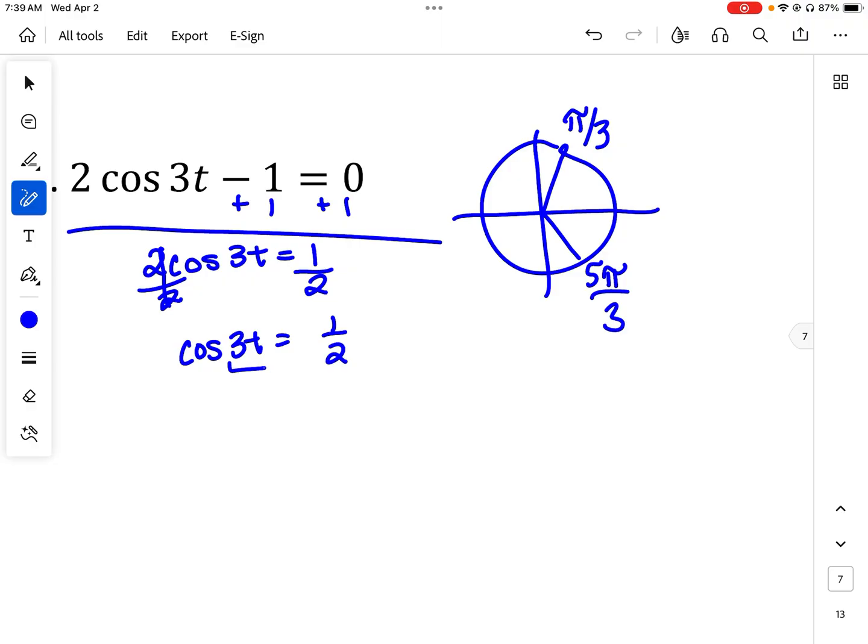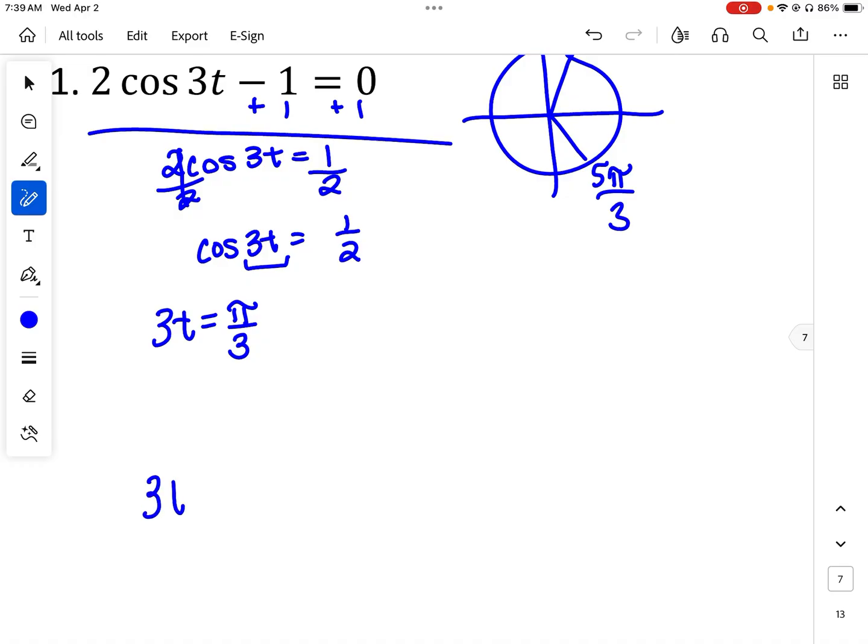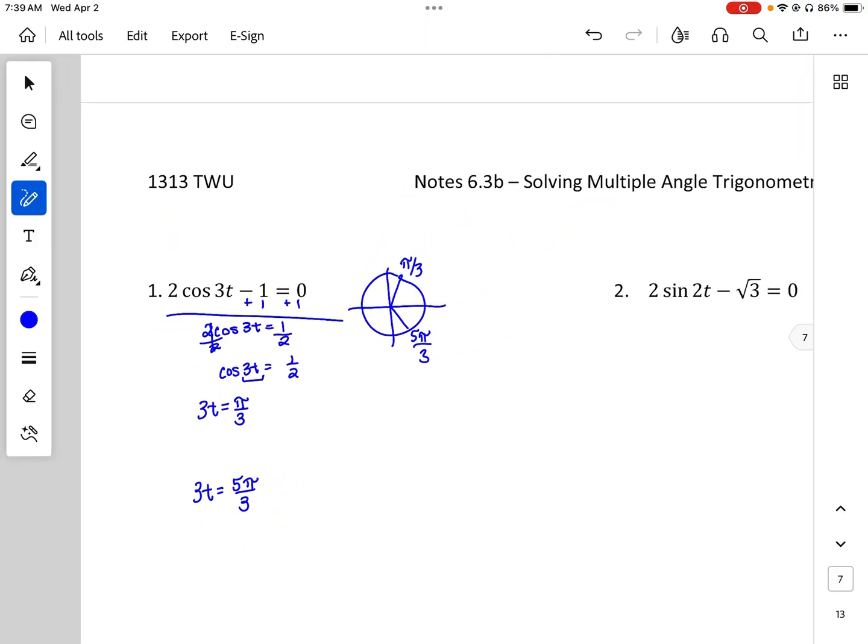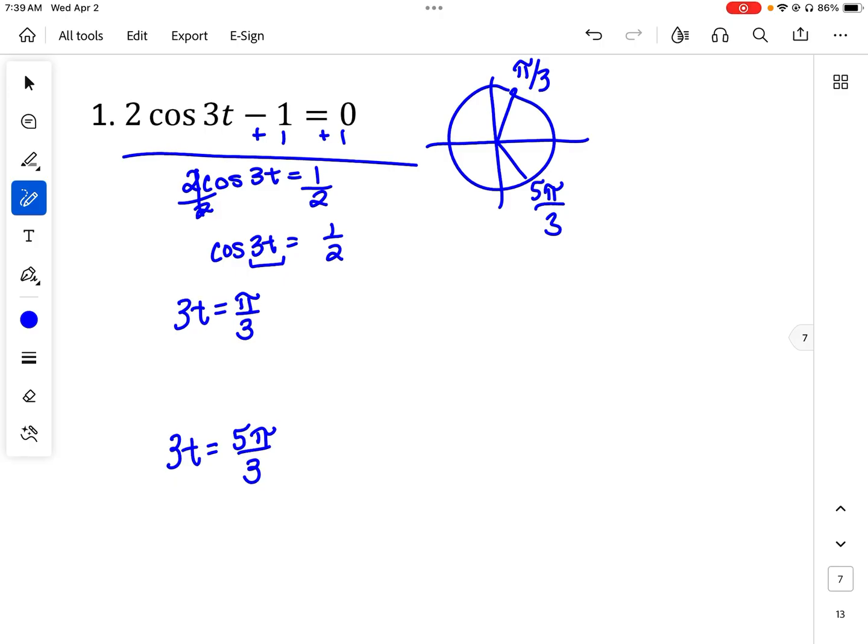Let's go back, sorry. We're going to say that this 3t is going to equal pi over 3, and 3t is going to equal 5 pi over 3. Because before we would just say x equals pi over 3 and be done. Well, now it has a coefficient, so it's 3t equals pi over 3. So we have to account for all coterminal angles because it doesn't say it's limiting it to just one rotation. So remember last time we did this 2 n pi to account for all coterminal angles.